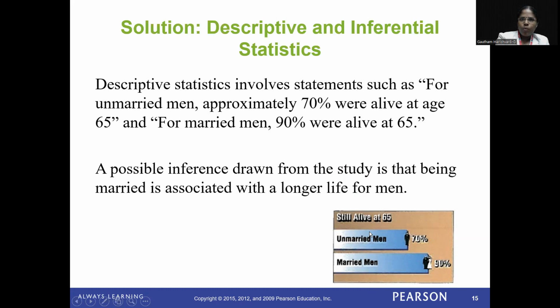For unmarried men, approximately 70% were alive at age 65. And for married men, 90% were alive at age 65. So the possible inference drawn from the study is that a married man has a longer life than an unmarried man. All right. So here, marriage is associated with a longer life for men. That is the inference you have got from this example.